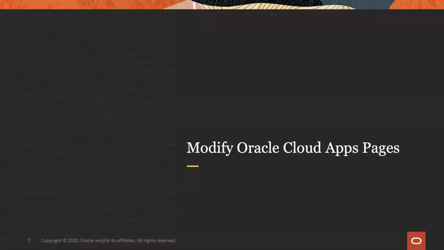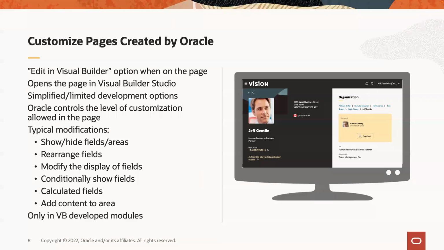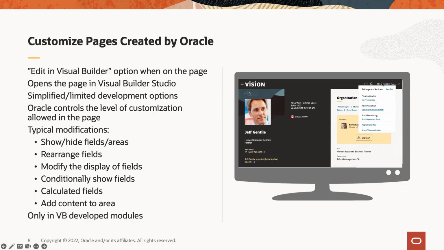Okay, so we'll start by talking about modifying an Oracle Cloud App page that Oracle delivers. When you're looking at a page that was delivered with Visual Builder in Oracle SaaS in the test instance, you would have access to this functionality called Edit in Visual Builder. So from inside the page, on the menu on the right side, you would have this option of Edit Page in Visual Builder.